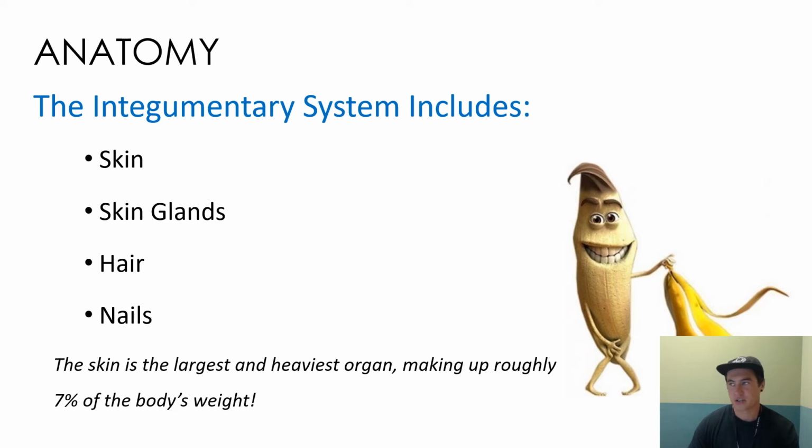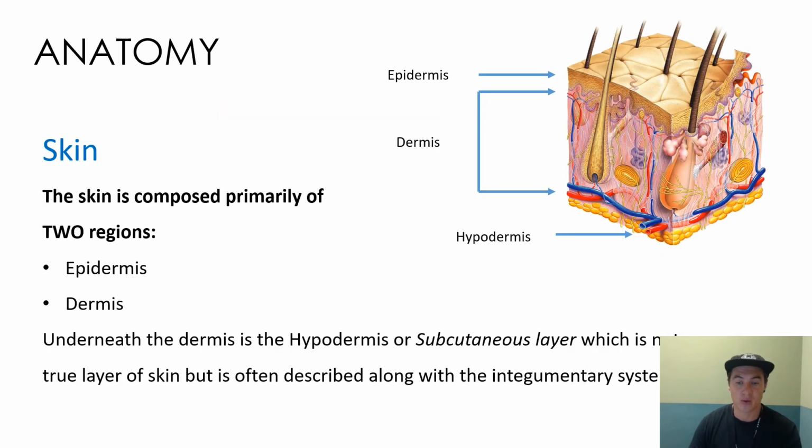The integumentary system includes our skin, the glands within the skin, your hair and your nails. It's the largest organ and it's the heaviest organ, making up roughly 7% of your body's weight. So if you take your body weight, multiply it by 7% or 0.07, that will give you your skin's weight in kilograms. So it's going to go through some anatomy.